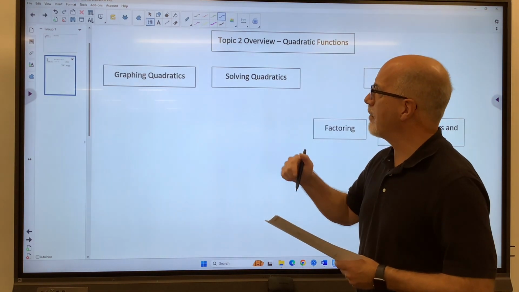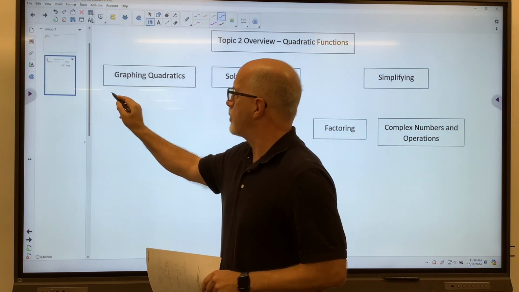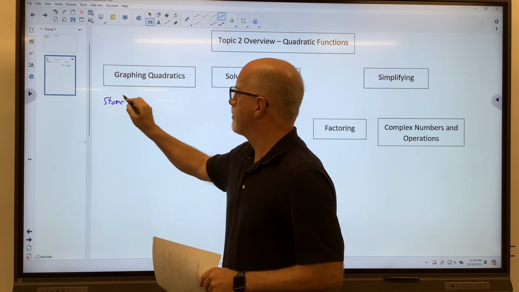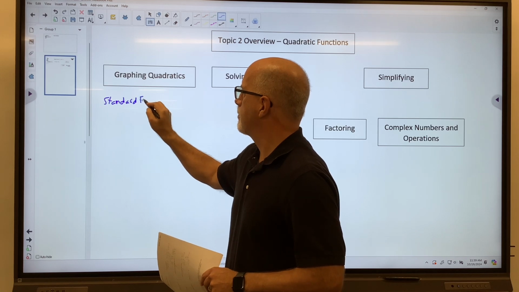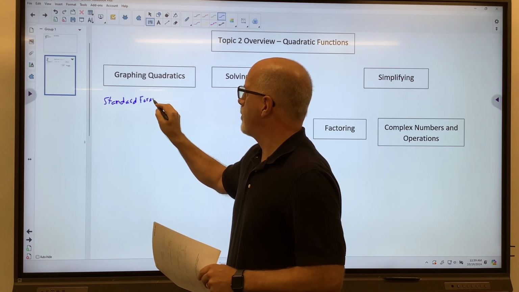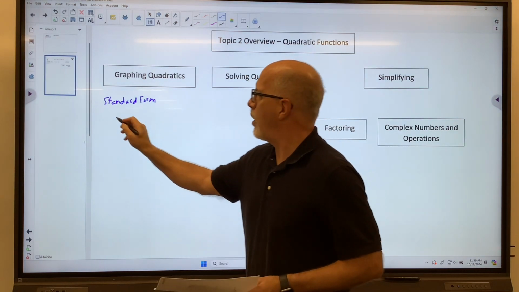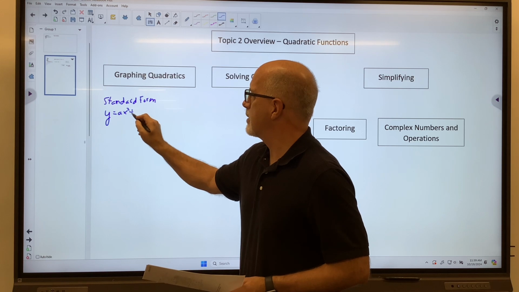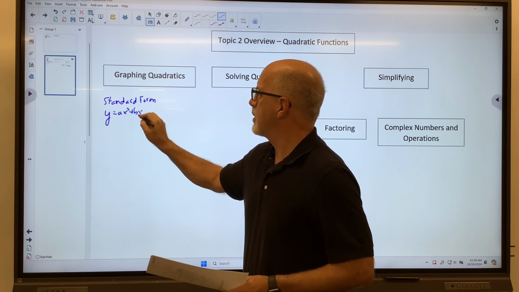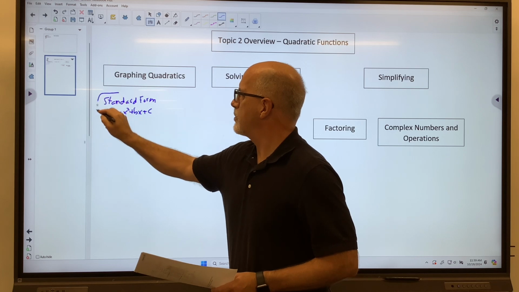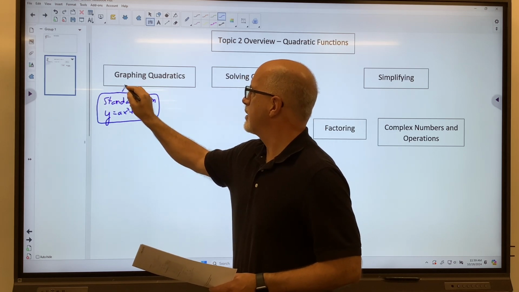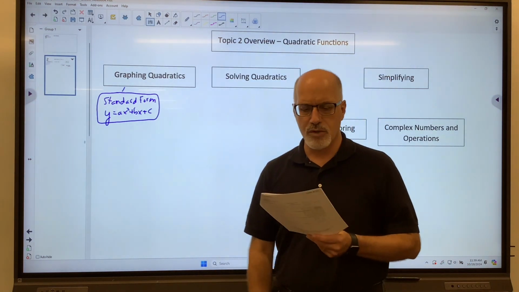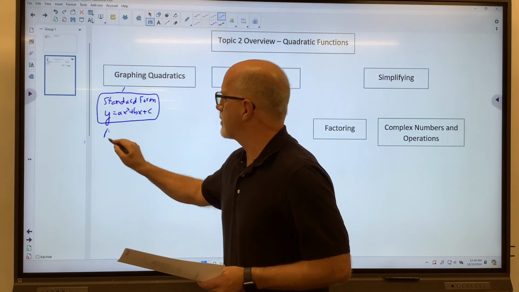So first of all, with graphing quadratics, the first thing we did was we looked at standard form. And standard form of a quadratic was where we had y equals ax squared plus bx plus c. So that was our first topic that we looked at. So that ties to graphing quadratics. And we talked about what the axis of symmetry was with that. So we did axis of symmetry.